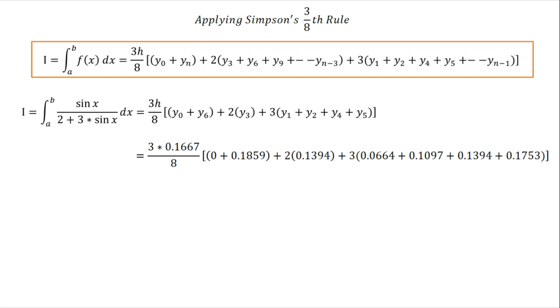Then put all values: 3 into 0.1667 upon 8 into bracket, y0 is 0 plus y6 is 0.1859 plus 2 into y3 is 0.1394 plus 3 into y1 is 0.0664 plus 0.1097 plus 0.1394 plus 0.1753. After simplifying this, we get the area under the curve as 0.1250. In this way we can calculate any area under the curve using the Simpson's 3/8 rule.